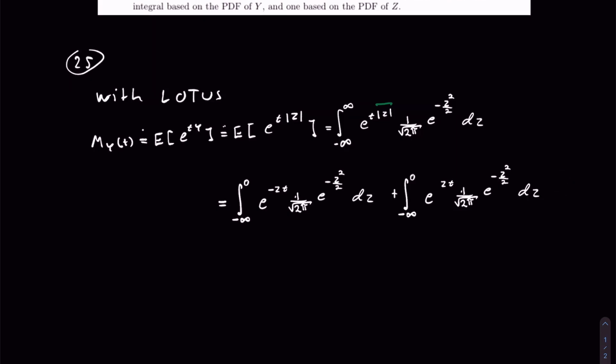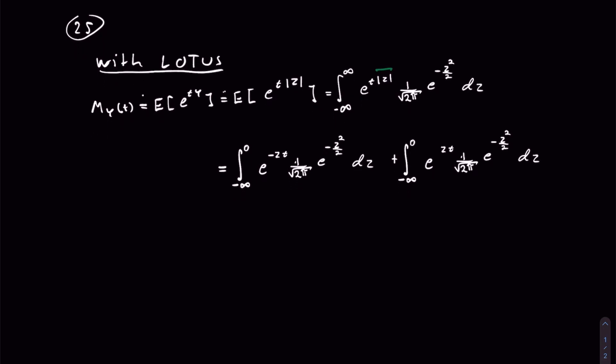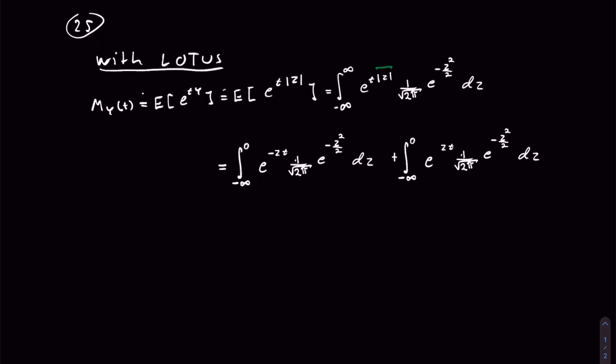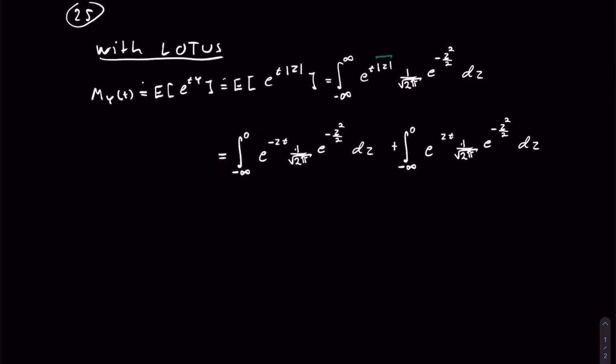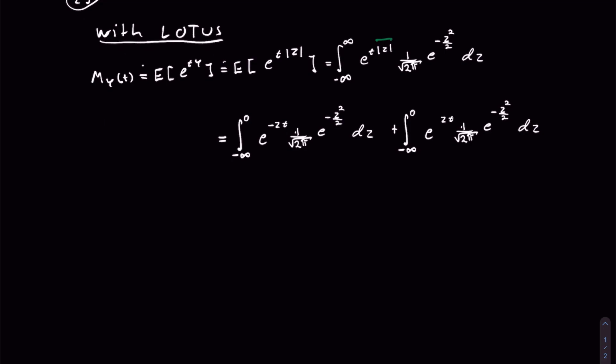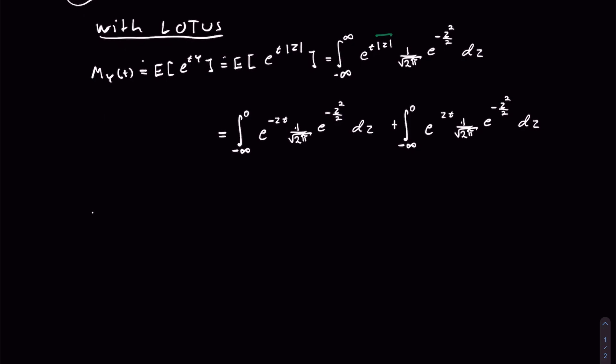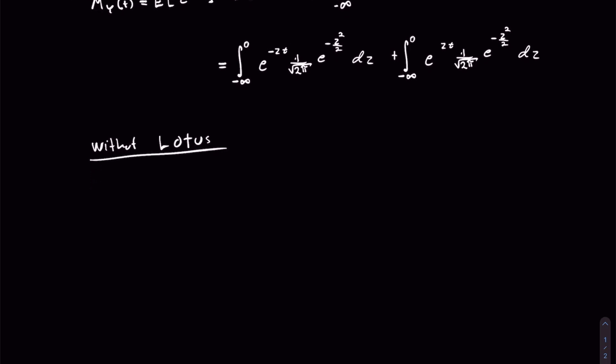All right, let's move on to the other part of the question where we're not allowed to use LOTUS, but here we need to use the distribution of Y, and we're going to then compare it to this whole integral here. Okay, so this is a little trickier, so let's first find the PDF. So I'm going to write this as without LOTUS, like this. So let's first find the CDF of Y, and then we will take the derivative of it, because by definition the derivative of the CDF is the PDF.